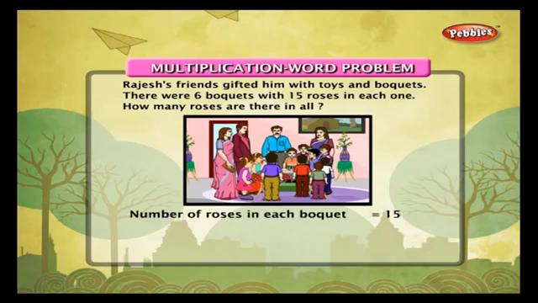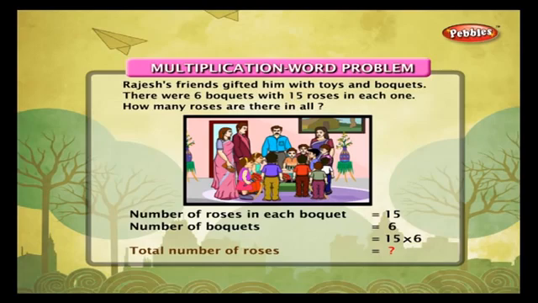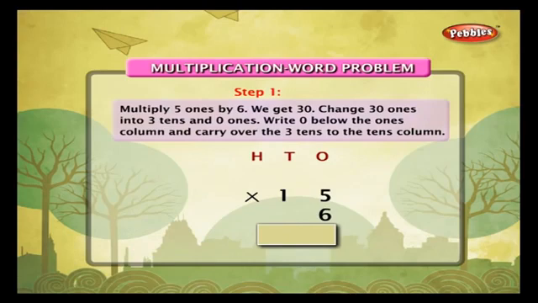Solution. Number of roses in each bouquet, 15. Number of bouquets, 6. To find the total number of roses, multiply 15 by 6. Step 1. Multiply 5 ones by 6. We get 30. Change 30 ones into 3 tens and 0 ones. Write 0 below the ones column and carry over the 3 tens to the tens column.